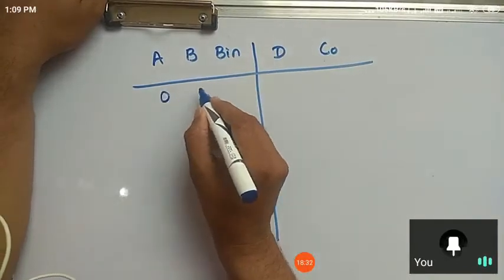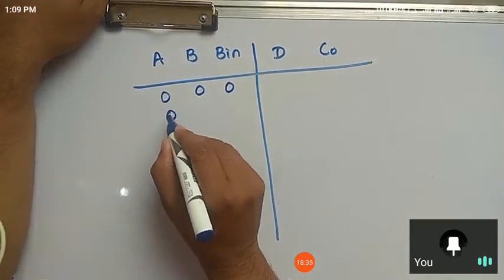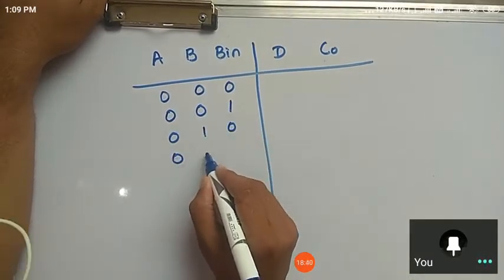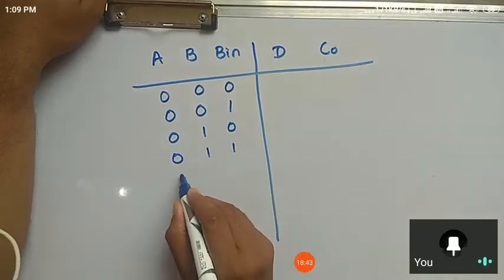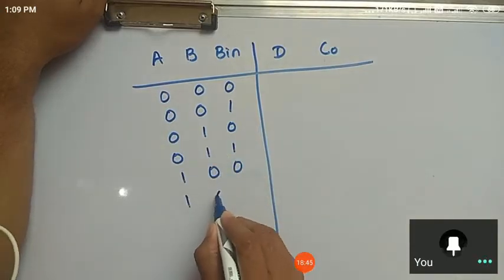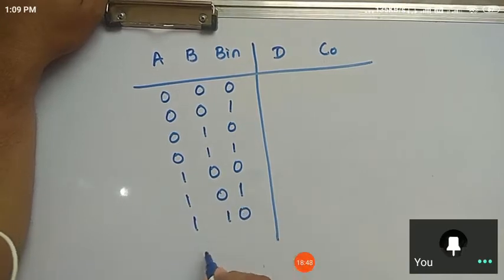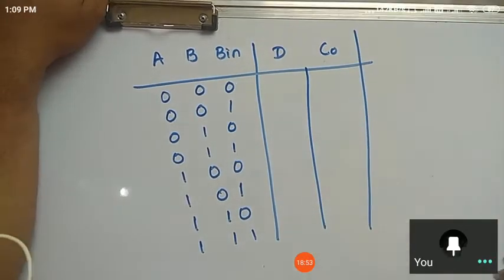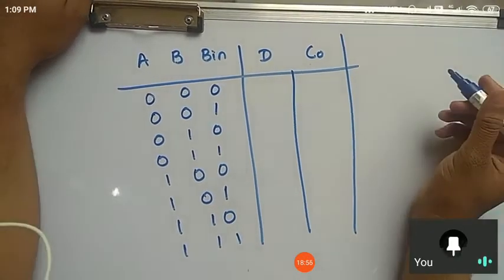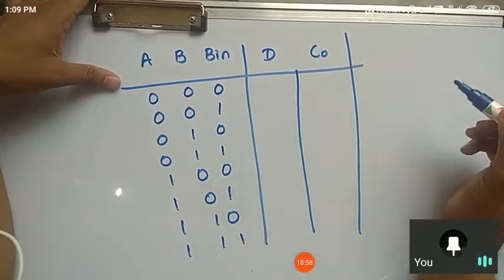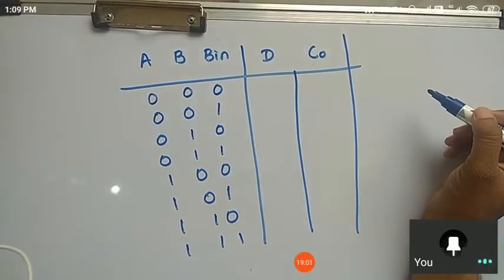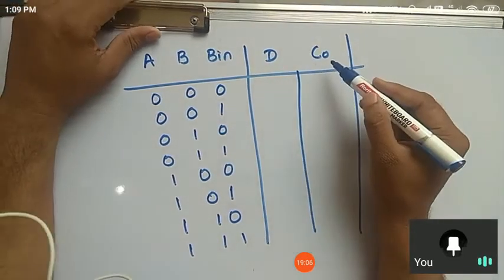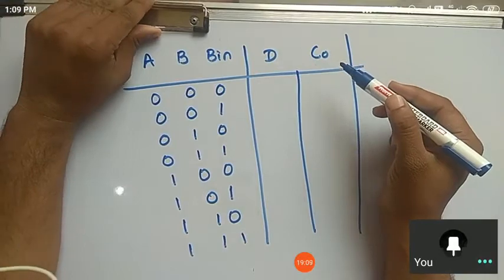So what combinations will be possible? Maximum 7 combinations: 0 0 0, 0 0 1, 0 1 0, and so on, 0, 1, 2, 3, 4, 5, 6, and the last one is 7. Now we will find out these 2 columns, what will be the outputs for this, and then we will find the equations for difference and borrow out with the help of K-map.